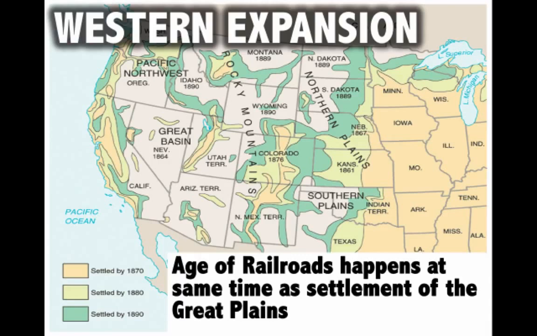As a result of the growth of the railroad, you also have this huge movement of people out into the Trans-Mississippi West. And we're going to cover that in another lecture, but this age of railroads is happening at the same time as the settlement of the Great Plains. And key to this story is the first transcontinental railroad.